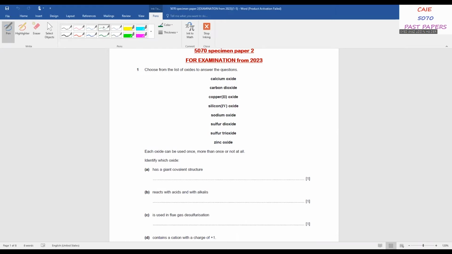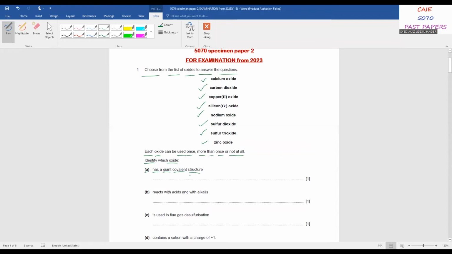Here's the first question. Choose from the list of oxides to answer the questions. Here's the list. You have calcium oxide, carbon dioxide, copper 2 oxide, silicon 4 oxide, sodium oxide, sulfur dioxide, sulfur trioxide, zinc oxide. Each oxide can be used once, more than once, or not at all. Identify which oxide has a giant covalent structure.